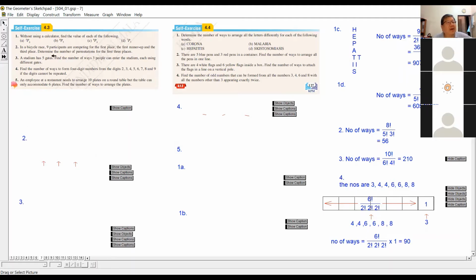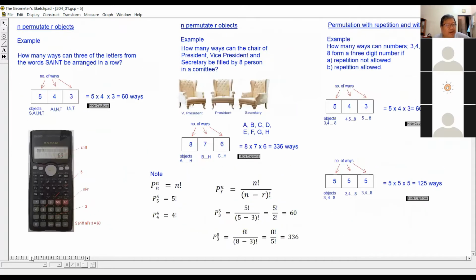Number one, do you know how to use the calculator? 5P3. You just type inside the calculator 5P3. How to type in the calculator? Like that. 5P3 means you type 5, then the button nPr, then you type 3. 5P3 means you permutate 5, taking 3.